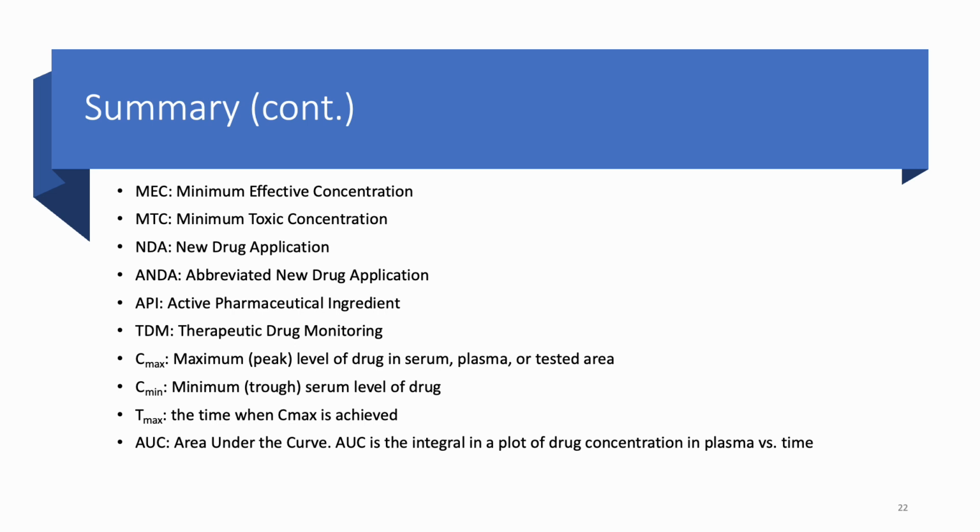These are basic abbreviations of terminology used in biopharmaceutics and pharmacokinetics. You must know MEC, minimum effective concentration, MTC, minimum toxic concentration, NDA and ANDA, API, TDM, Cmax, Cmin, Tmax, and AUC.